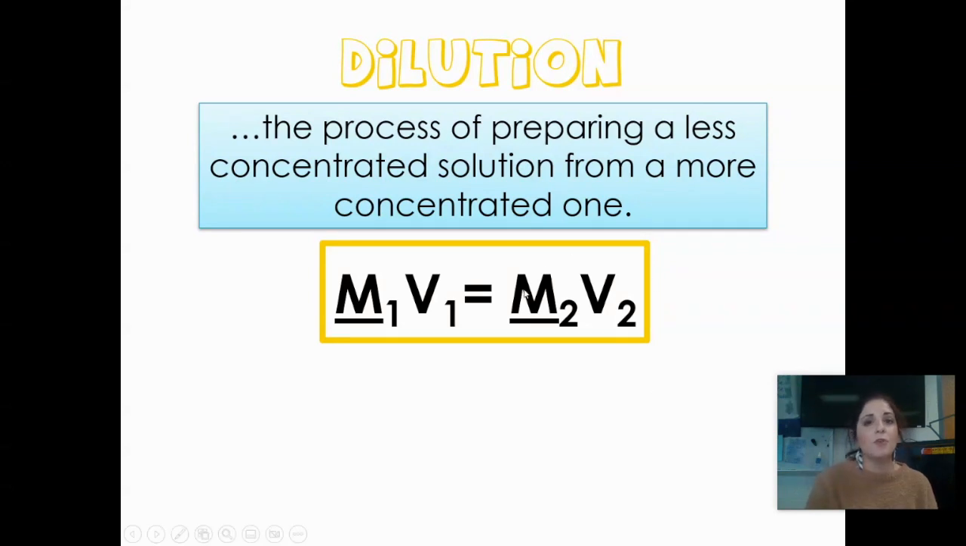I would set both of those equal on one side. I need 200 milliliters of a 0.1 molar solution. And maybe I have a 3 molar solution, right? I would set that equal to my other side. And this would tell me how many milliliters of the 3 molar solution I need to make 200 milliliters of the 0.1 molar solution.